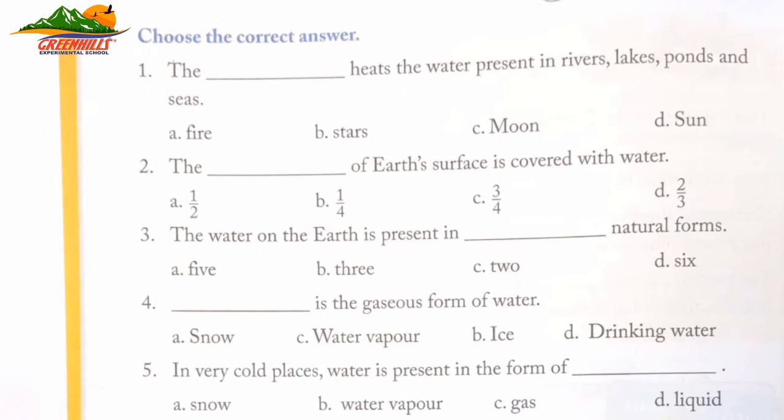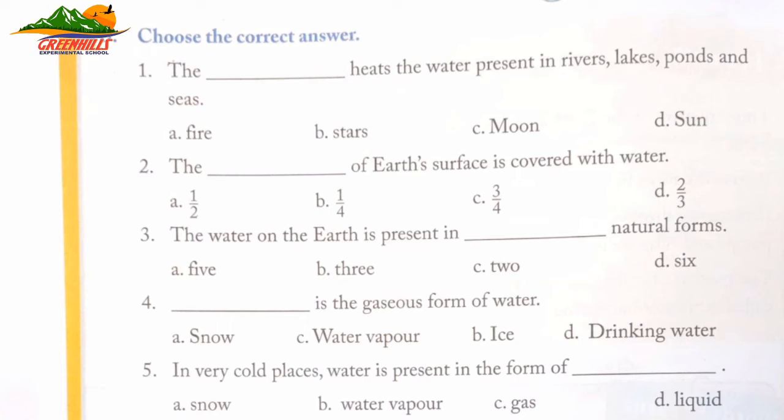Now we have the part B. Choose the correct answer. There are four options and you have to choose the correct one. Number 1. The dash heats the water present in rivers, lakes, ponds and seas. Number 2. The dash of Earth's surface is covered with water. Number 3. The water on the earth is present in dash natural forms. Number 4. Dash is the gaseous form of water. Number 5. In very cold places, water is present in the form of dash.